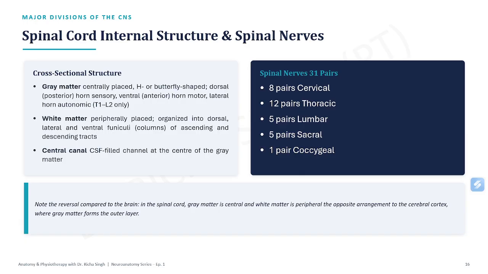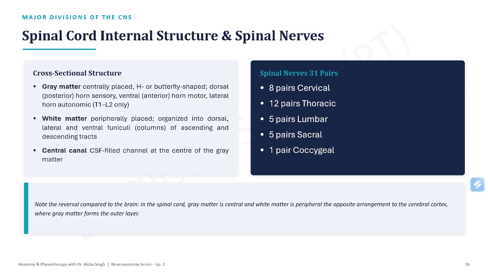Now, next, we move to finally the structure of the spinal cord. So, this which we studied previously, the conus medullaris and the cauda equina, are the external features. Now we will read about the spinal cord internal structure.